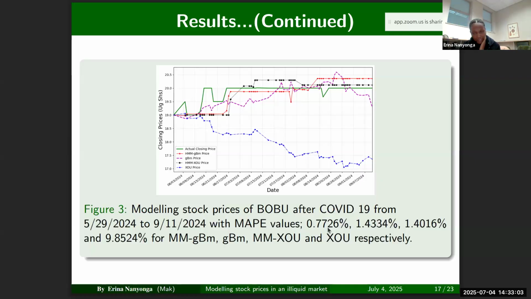Markov GBM combination was 0.7. The one of GBM was 1.43. Then the one of the Markov XOU was 1.4. And then the XOU performed poorly with 9.85%.